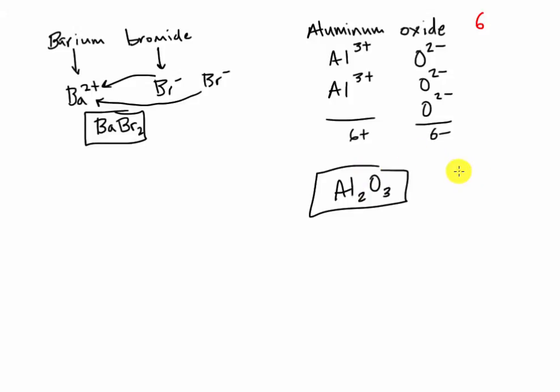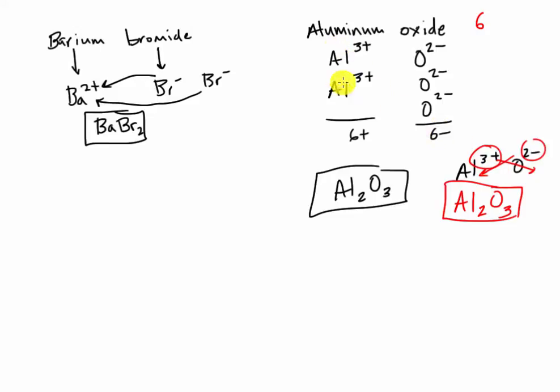Okay. One little trick here to watch for: if I'm balancing aluminum 3+ and oxygen 2-, what I could do is just crisscross them. This is a little shortcut, so be careful with shortcuts because this will not always work, but it does work for a lot of them. It's a good little shortcut to remember. But remember, the real idea is that you're balancing the charges. Charges have to be balanced. This has to be neutral.